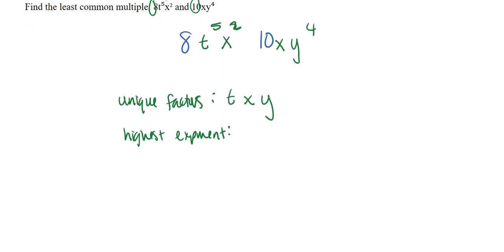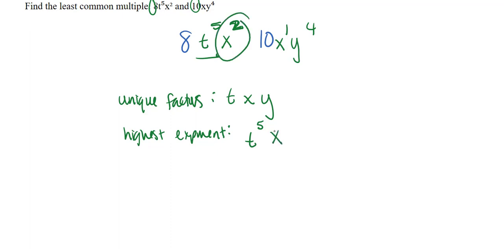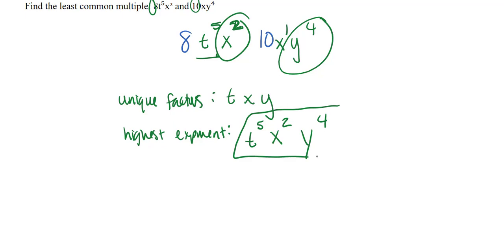Now, the highest exponent, we're going to take that one. When we look at this, the first thing is t. Well, the second term doesn't even have t, so we're just going to take this one. So it's t to the fifth. Then we go on to x. If this is x squared and this is x to the first, we're going to take x squared. Then we look at y. Only this one has a y, so we're going to take that one. So our variables are going to be t to the fifth, x squared, and y to the fourth.